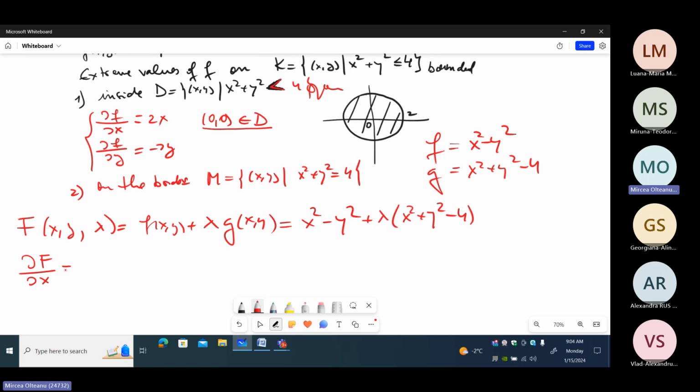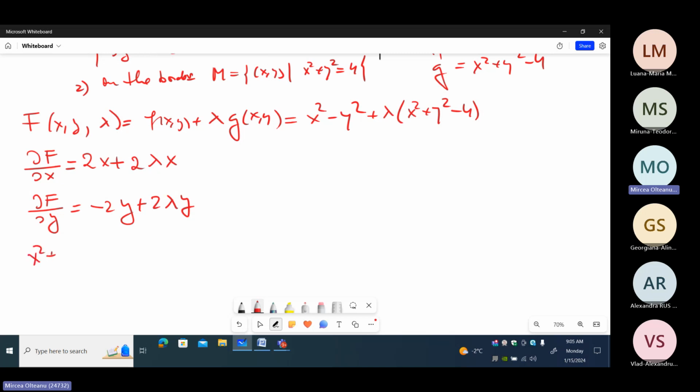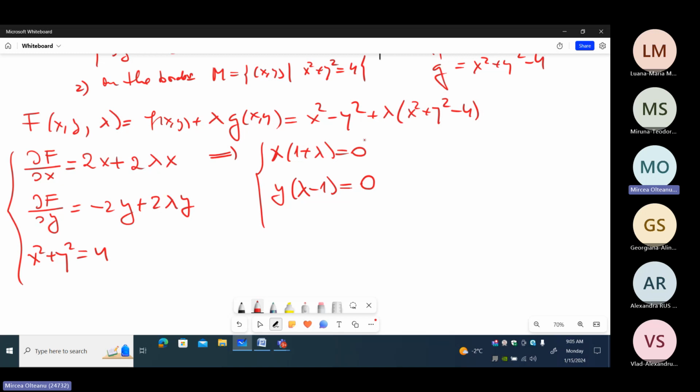Now let's compute the partial derivatives of the function capital F. And the last equation is, of course, g equals 0, which means x squared plus y squared equals 4. And similarly, as before, the first equation is x times (1 plus lambda) equals 0. The second equation is y times (lambda minus 1) equals 0. And now again, we have something similar as before.